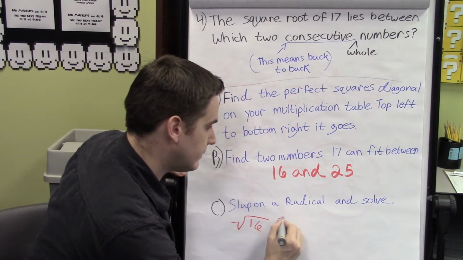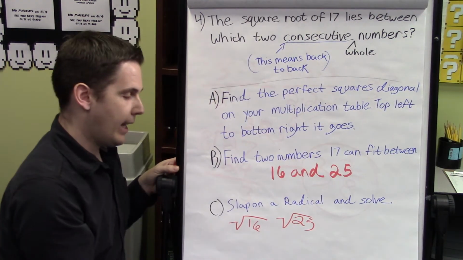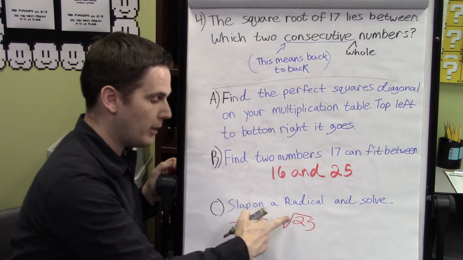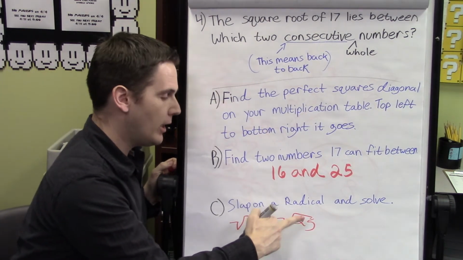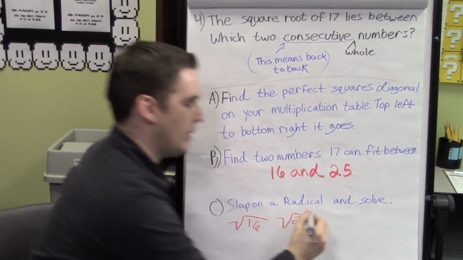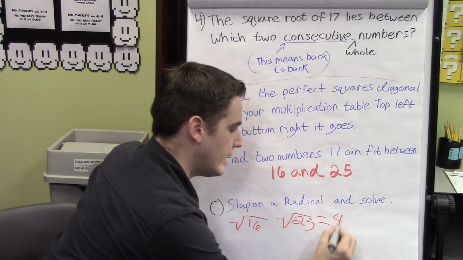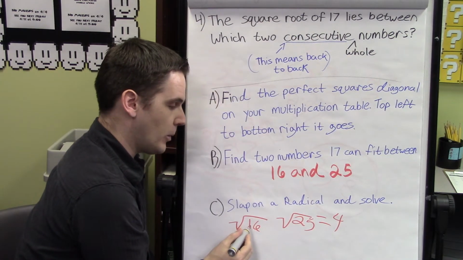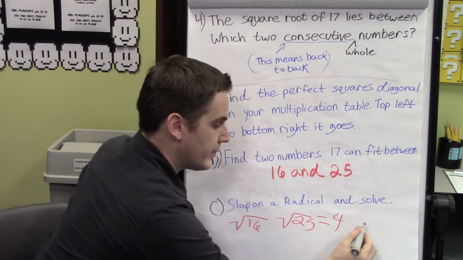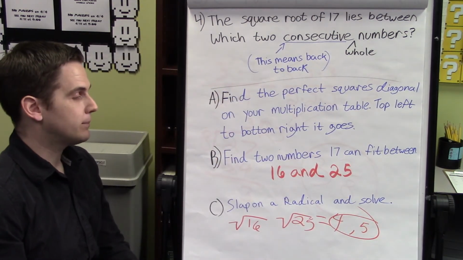16, 25. And because you have your multiplication table and you already found them on it, you already know what the square root of both of these are. Meaning your answer is going to be two answers. It's going to be 4, because the square root of 16 is 4, and the square root of 25 is 5. So that's your answer.